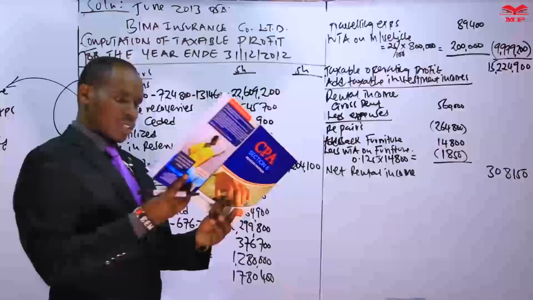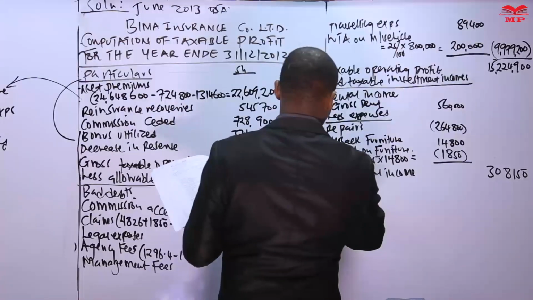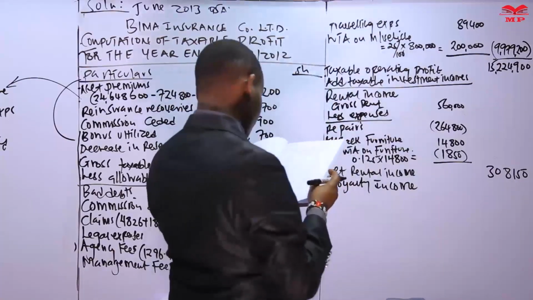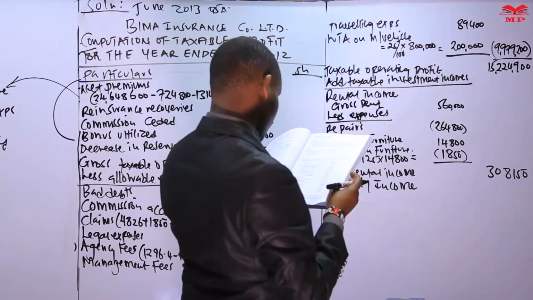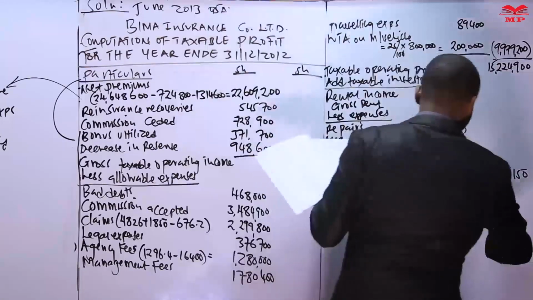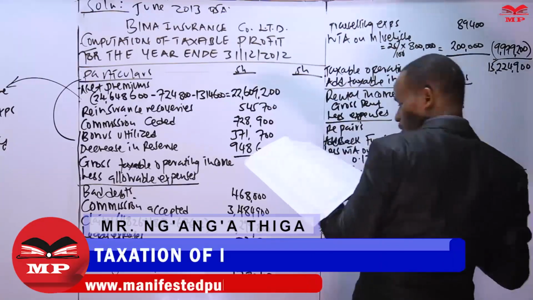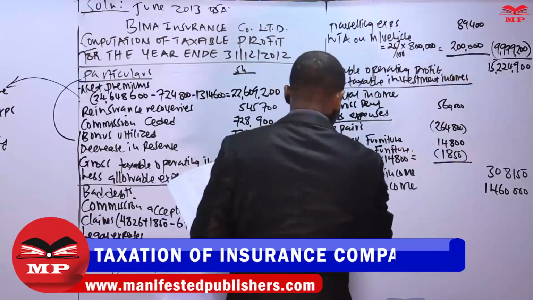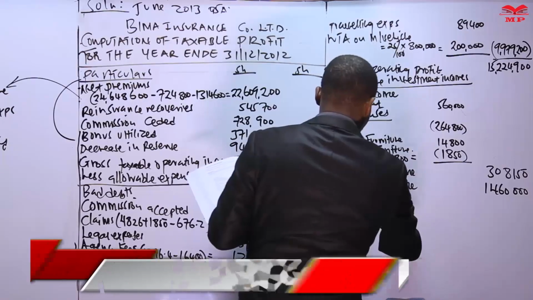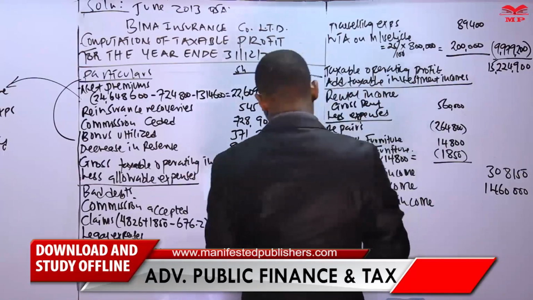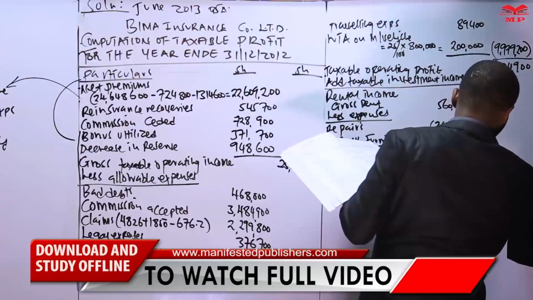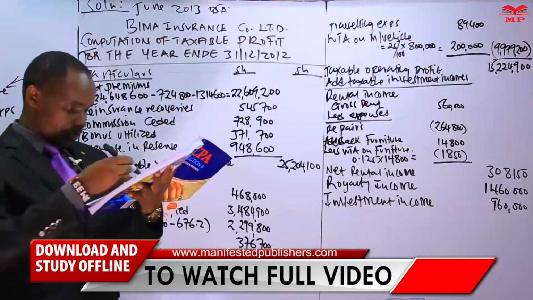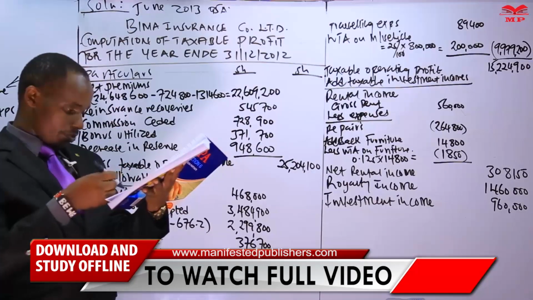And the last income that I can see is royalty income. We also have royalty from patents. This royalty income is 1,460,000. Again we also have another investment income of 960. So these are the only incomes that we have in our question.